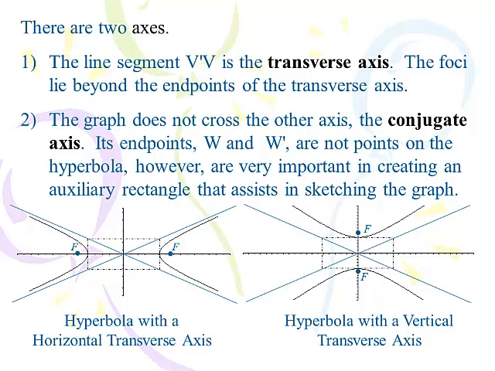So I have a horizontal transverse axis, and I also have a vertical transverse axis here. And we're going to use this auxiliary rectangle to set the asymptotes, and I'm just going to clue you in on that, and I'll talk more about that here in a second.